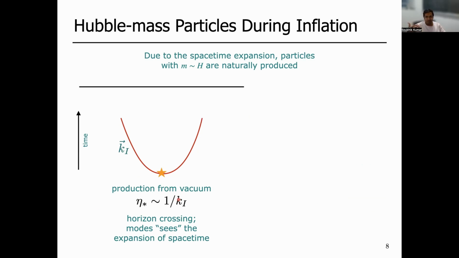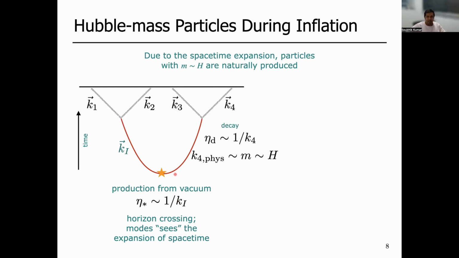Roughly speaking, this is the time when the size of the mode becomes comparable to the horizon size, and the mode realizes that it's no longer in flat space-time, but rather in some expanding space-time. And after a while, these particles can propagate, and if there's a coupling to the inflaton, they can decay into a pair of inflaton fluctuations each.